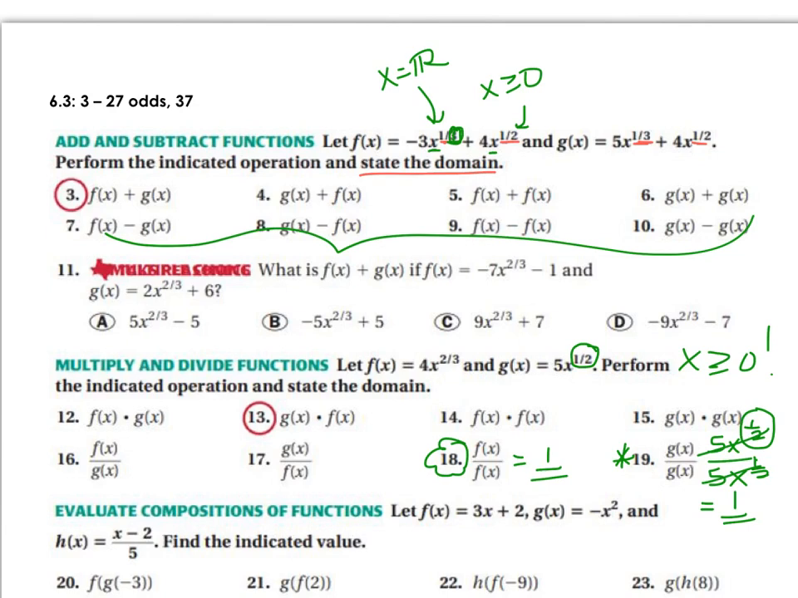And 1 doesn't have a restriction because there's no variable. You're not looking for an input for the number 1. But in order to even do the division, you have to know that all your x values must be greater than or equal to 0.